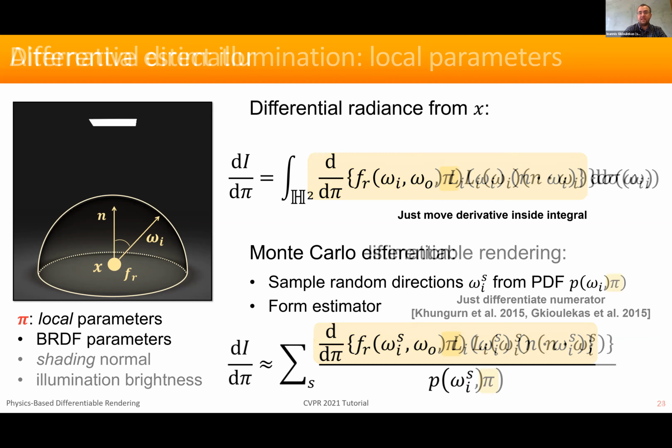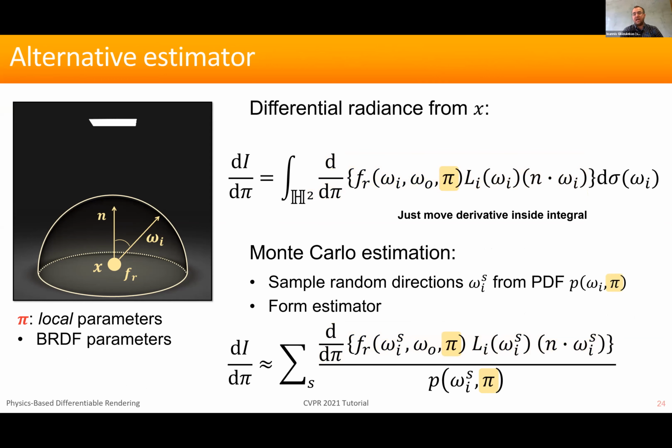There is a subtlety here that, as I mentioned earlier, there have been decades of research in Monte Carlo rendering in terms of defining the probability P that we sample directions from. And typically, this probability depends on some of the scene parameters.